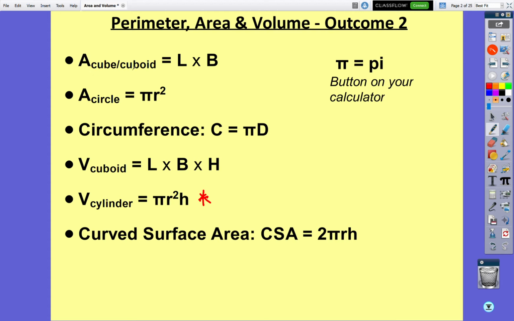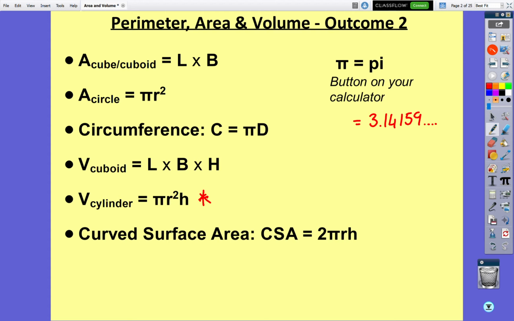Okay, so my first two, that's your symbol for area. Area of a cube or cuboid is length L times B. Area of a circle is pi r squared. Circumference, which is just denoted by C, is pi d. And we've seen pi before. Pi is just a button on your calculator. In number terms, it's equal to 3.14159, it goes on forever, but all you're interested in is to use the button on your calculator, okay?